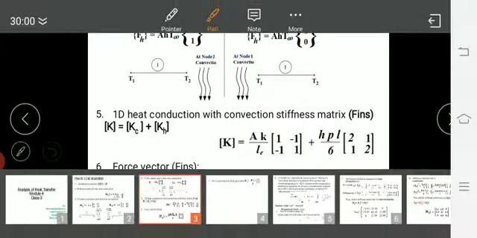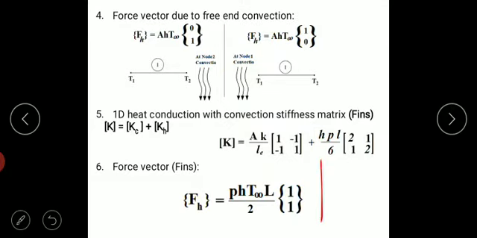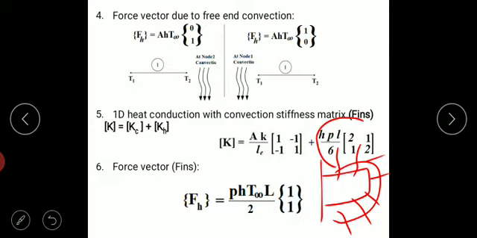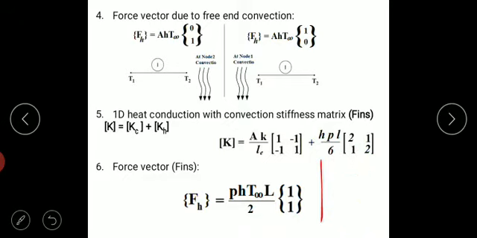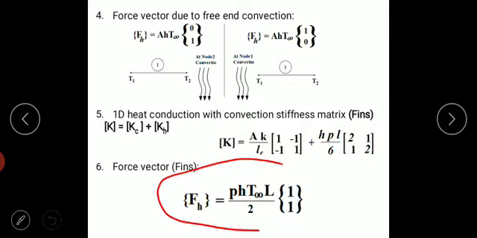So in the case of fins, what happens? The total surface area is exposed to the atmosphere, so there is heat transfer throughout the surface. That is the reason why the stiffness matrix for convective heat transfer in fins is different. The same applies to the force vector: it is PHT infinity L by 2. It's not 6, it's 2.